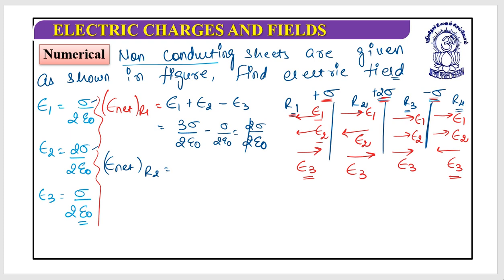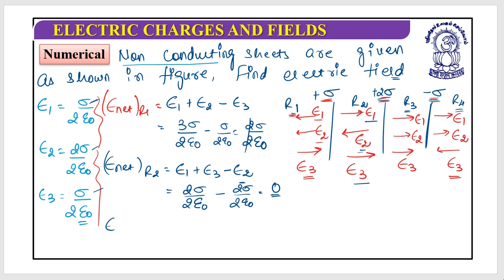Now E net due to R2, what is it? Look at this. Here E1 and E3 both are in the same direction while E2 is in the opposite direction. So you should write it like this: E1 plus E3 minus E2. The value of E1 is sigma by 2 epsilon naught. The value of E3 is also sigma by 2 epsilon naught. So if I add this, it is 2 sigma by 2 epsilon naught minus E2, having a value of 2 sigma by 2 epsilon naught. So that ultimately creates a zero result, a magnitude of 0 Newton per coulomb.